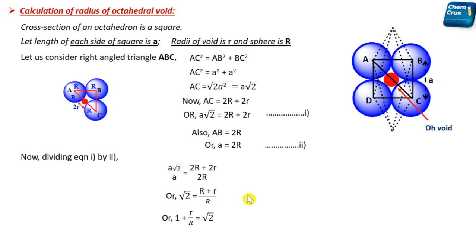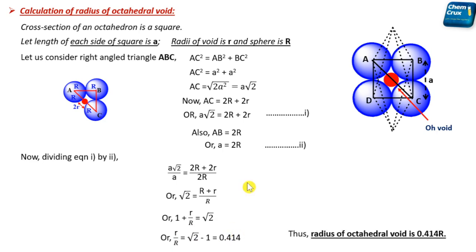This can be written in this manner. Small r by R is equal to root 2 minus 1. Now if we calculate this value, we will get 0.414. So the radius of octahedral void is 0.414 R. That is, the radius of octahedral void is 0.414 as compared to that of the radius of the sphere, right?